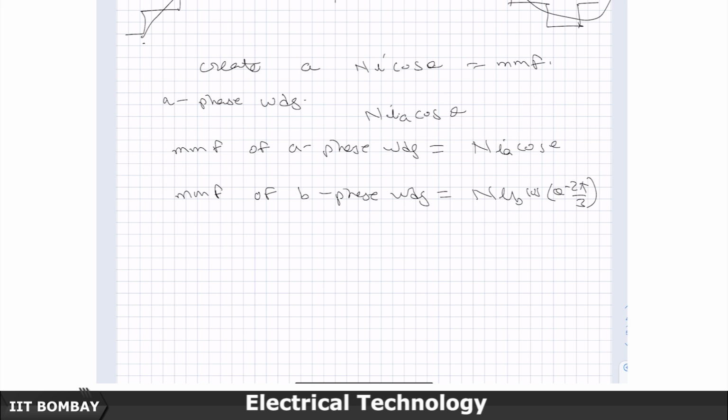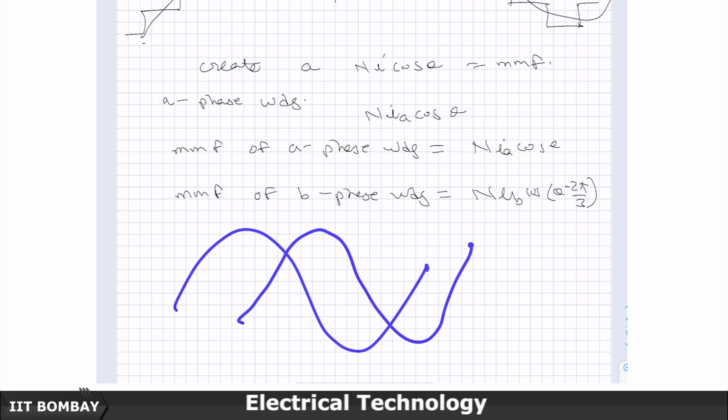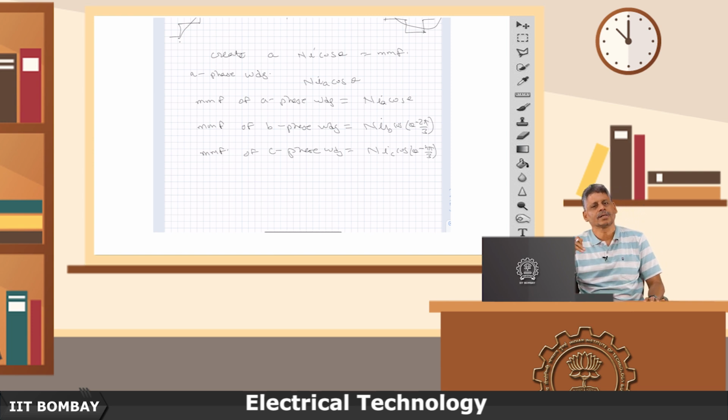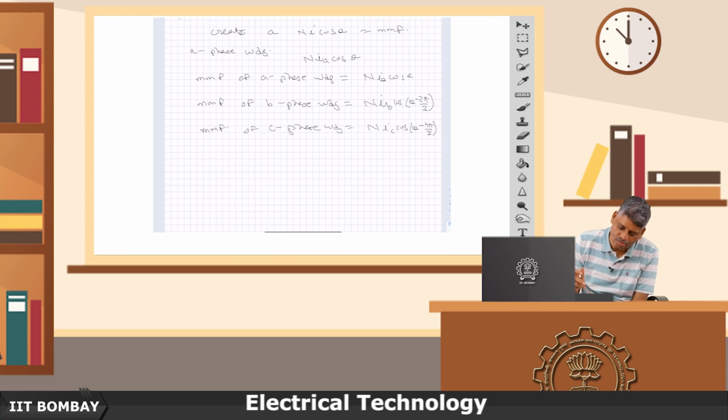Now, if both of them were carrying the same DC current, which they will not be, because actually I will connect A phase to A phase supply, B phase to B phase supply and C phase to C phase supply. But if they were just carrying the same current, then this would be the waveform for the A phase, this would be the waveform for the B phase, and similarly you would get a distributed waveform for the C phase. But they will not carry the same current. A phase will be connected to A phase supply, B phase to B phase supply, and the MMF of C phase winding will carry the C phase supply, which is cos of theta minus 4 pi by 3 radians, that is minus 240 degrees, or I can write it as theta plus 120 degrees, or in other words theta plus 2 pi by 3 radians. So, I am following this convention.